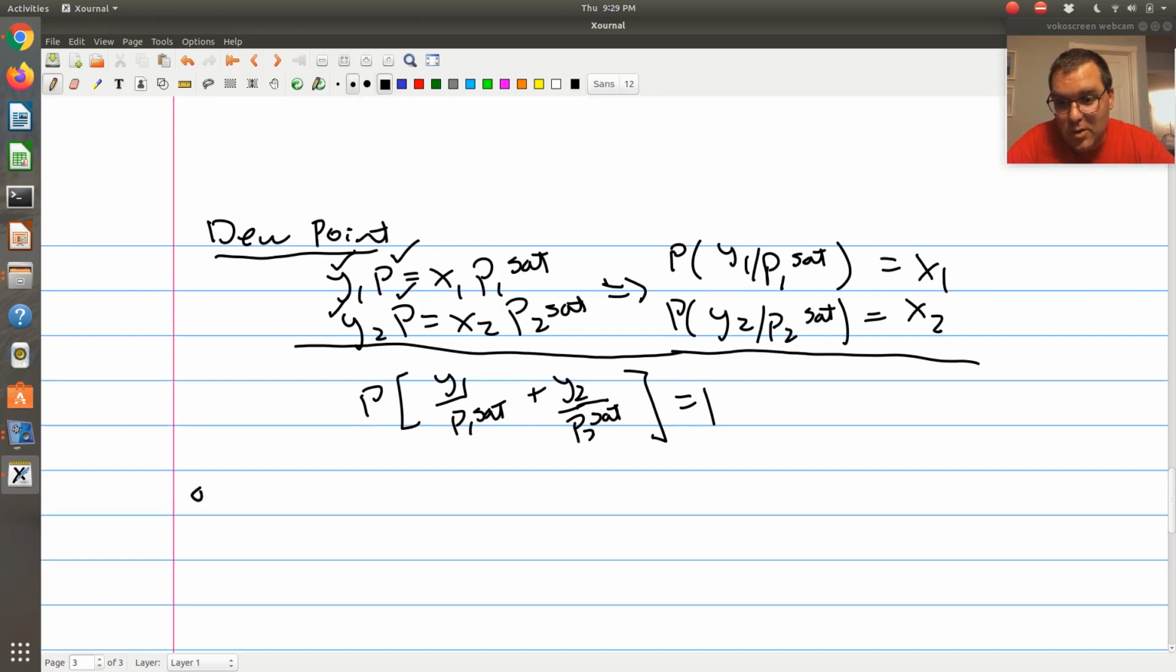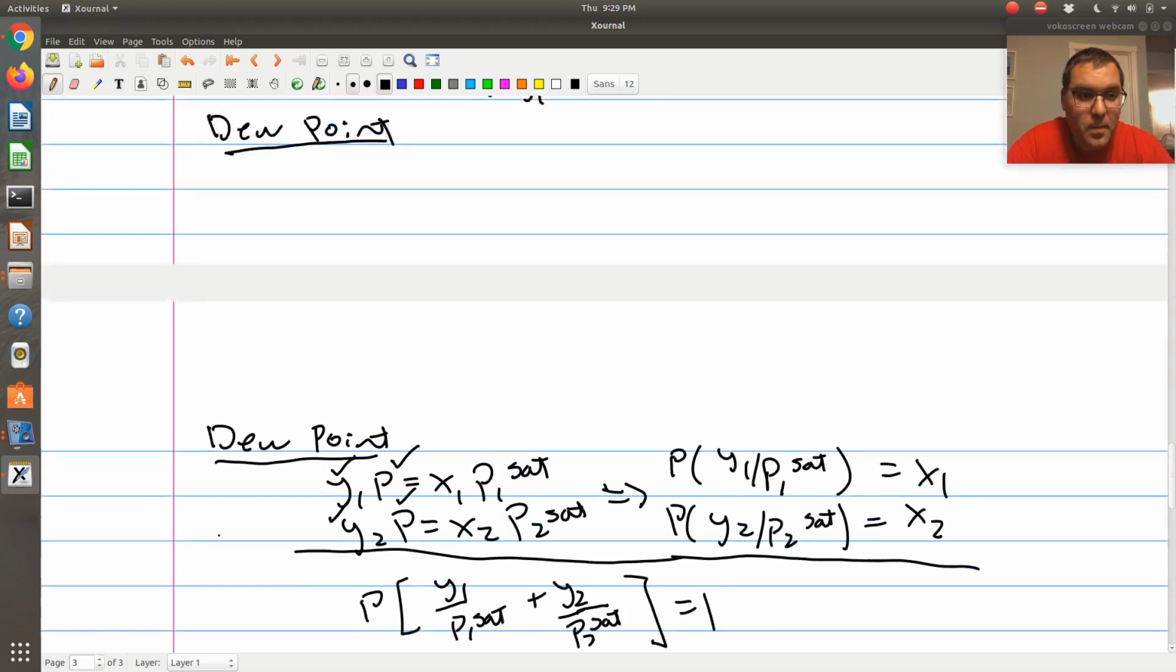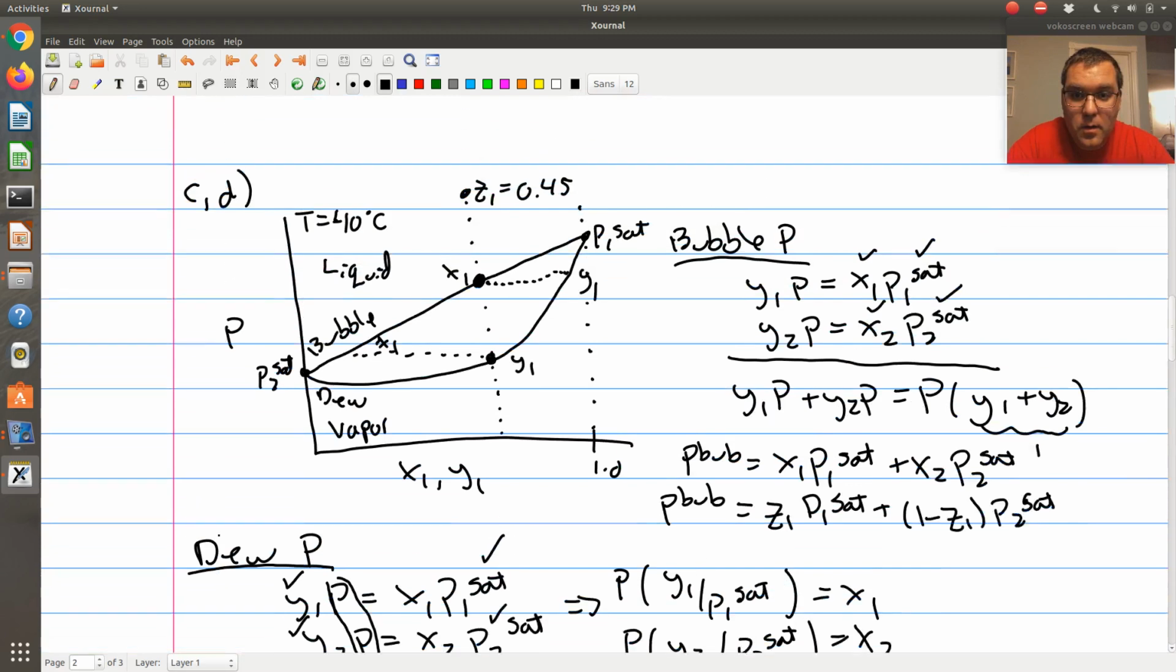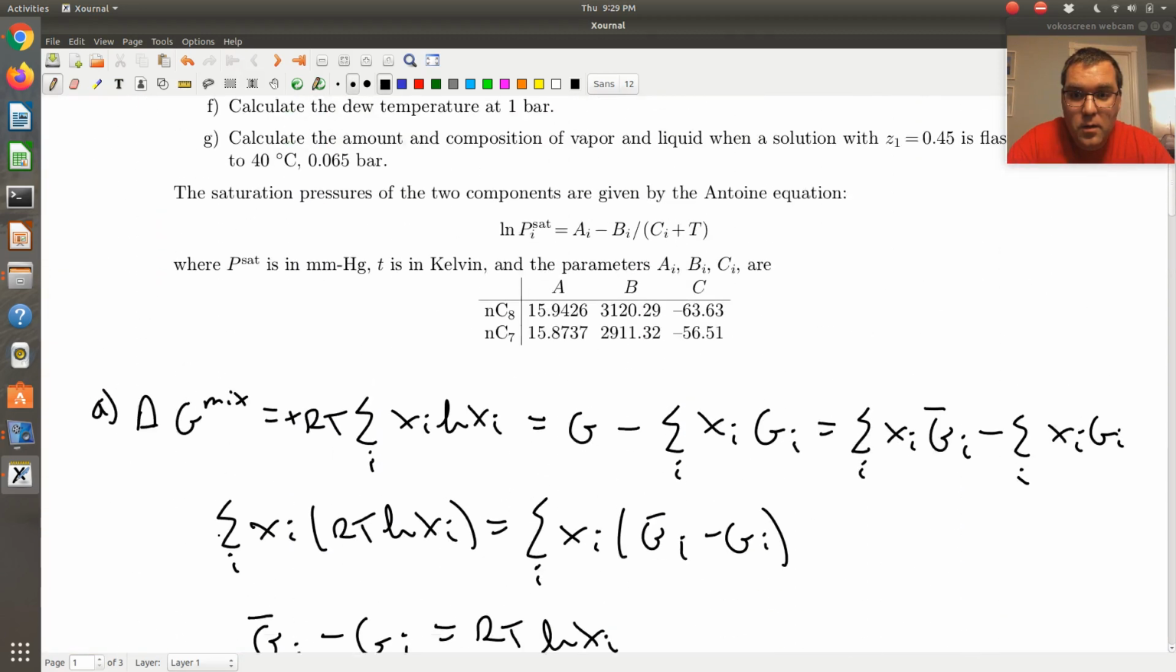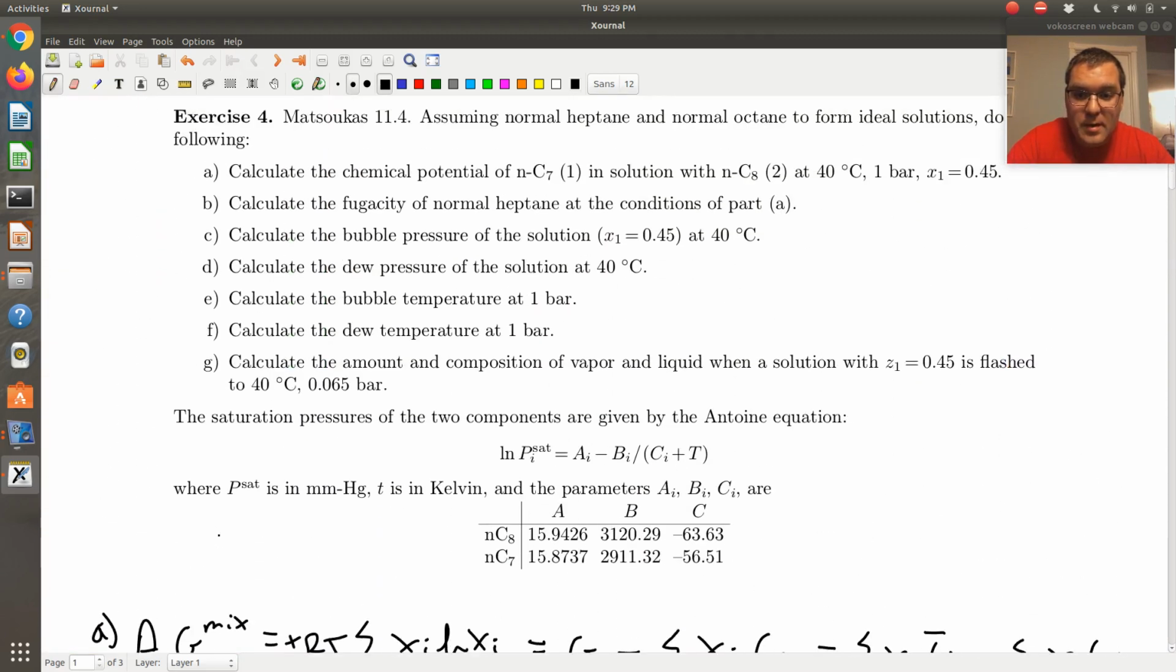And then the very last question, G. Let's see what G is asking us. Calculate the amount and composition of vapor and liquid when a solution with Z1 of 0.45 is flashed to 40 degrees C and a pressure of 0.065 bars.